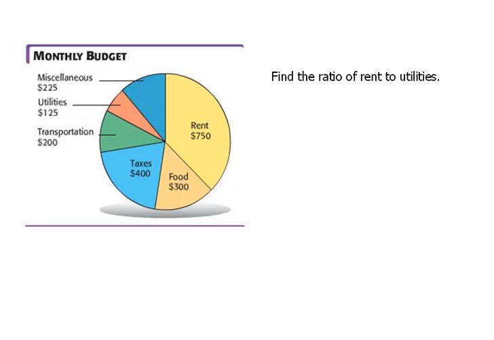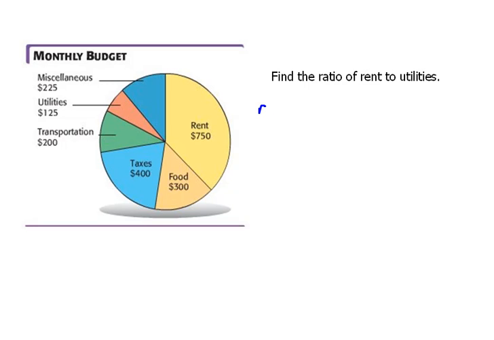Okay, here we have a pie chart, or now they're actually calling them circle graphs. We have this circle that's been divided into different parts or pieces, and this one lists out a monthly budget. So each one of these partitions here, we can see rent is $750, food is $300, and so on and so forth. We're supposed to use this circle graph to find the ratio of rent to utilities.